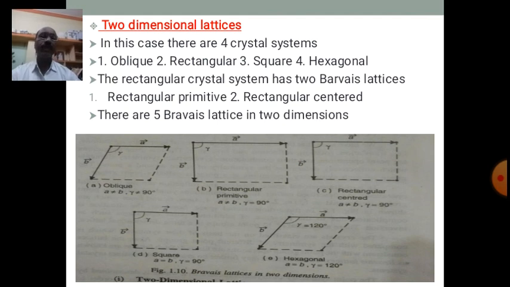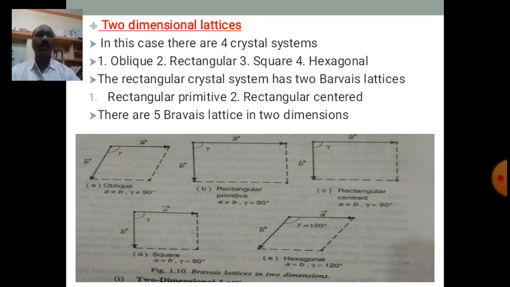So, rectangular primitive and rectangular centered. In rectangular primitive, all the lattice points are at the corners, isn't it? And the effective number of lattice points per unit cell is 1. Whereas, in rectangular centered, the lattice points are at the corner as well as at the center. There is a lattice point at the center. So, effective number of lattice points per unit cell is greater than 1. So, there are 2 Bravais lattices for a rectangular crystal system, that are rectangular primitive and rectangular centered.